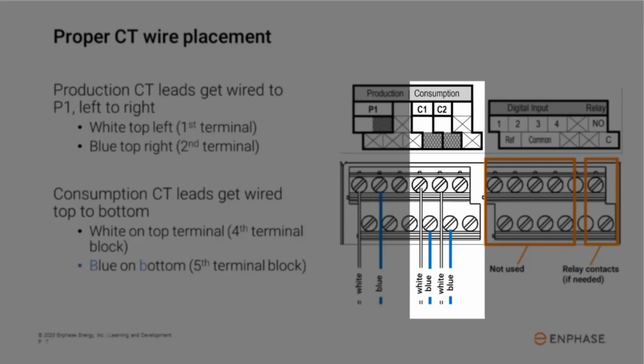Looking at the sticker for reference, C1 shows that the white wire is on the top terminal block and the blue wire is on the bottom terminal block. If you were to put the blue wire on the top terminal block and the white wire on the bottom terminal block, that would essentially be a reversed polarity scenario and would result in a negative value for that reading.